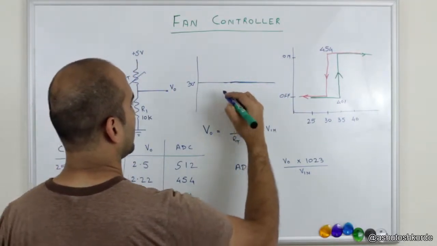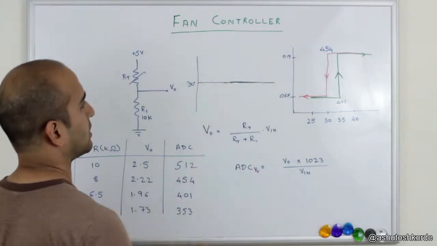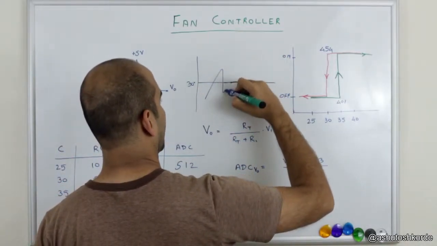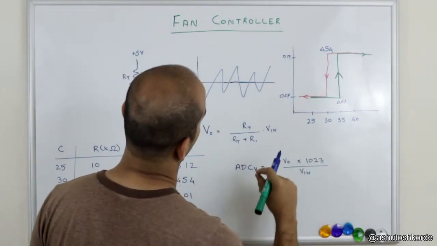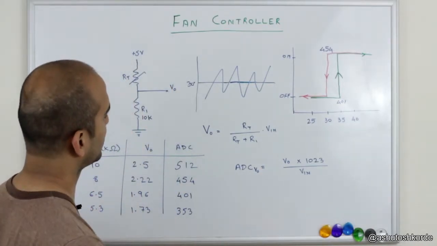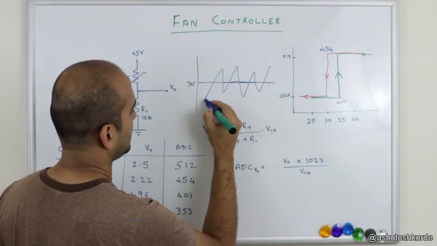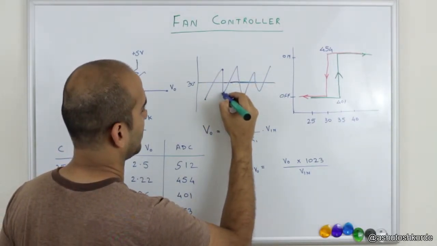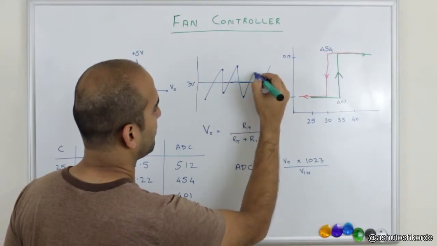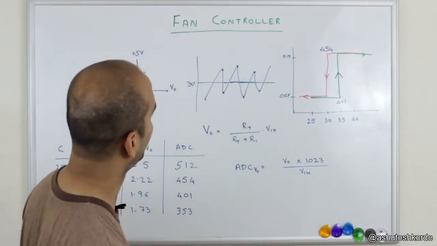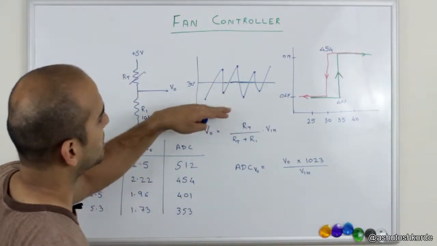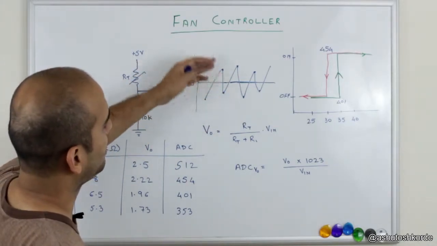So in reality, the line never looks that straight, and it will always be something like this. So what effectively that means is, let's say these are our sampling points. Every time you read a value from the ADC, you're going to have some jitter which is going above and below the 30 degree line.